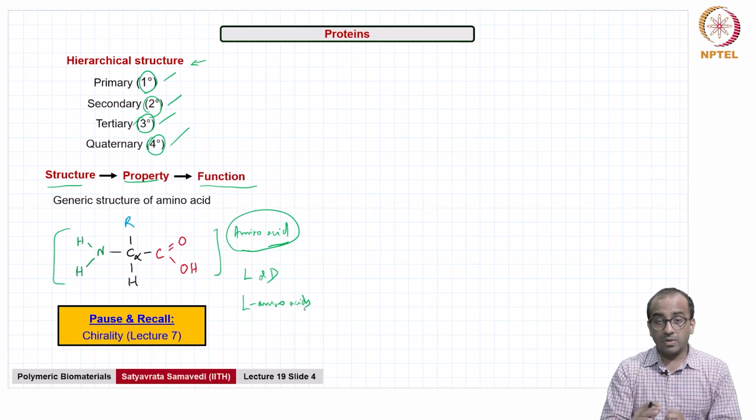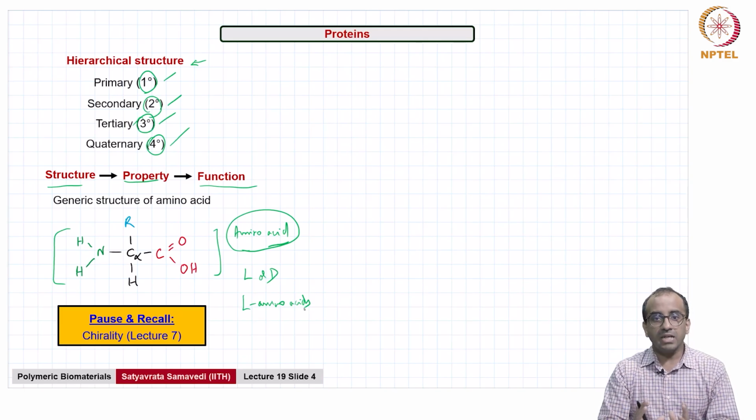So, when people refer to L or D, they are referring to the L or the D isomer, and our discussion is going to focus largely on the L isomer because that is what is mostly found in nature.